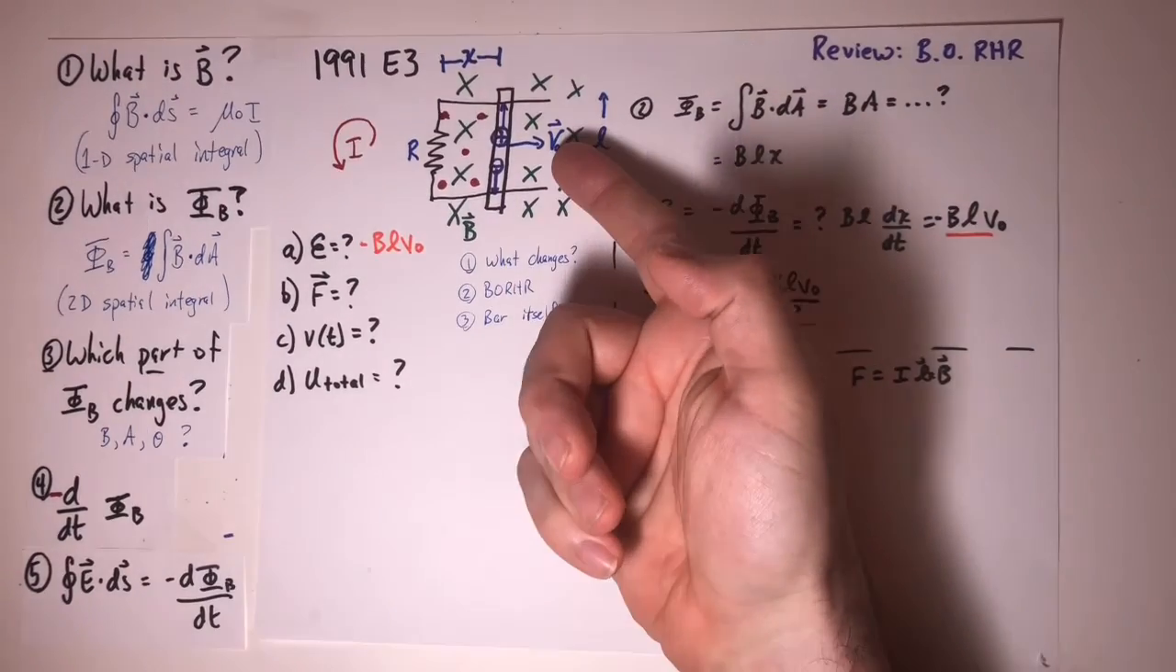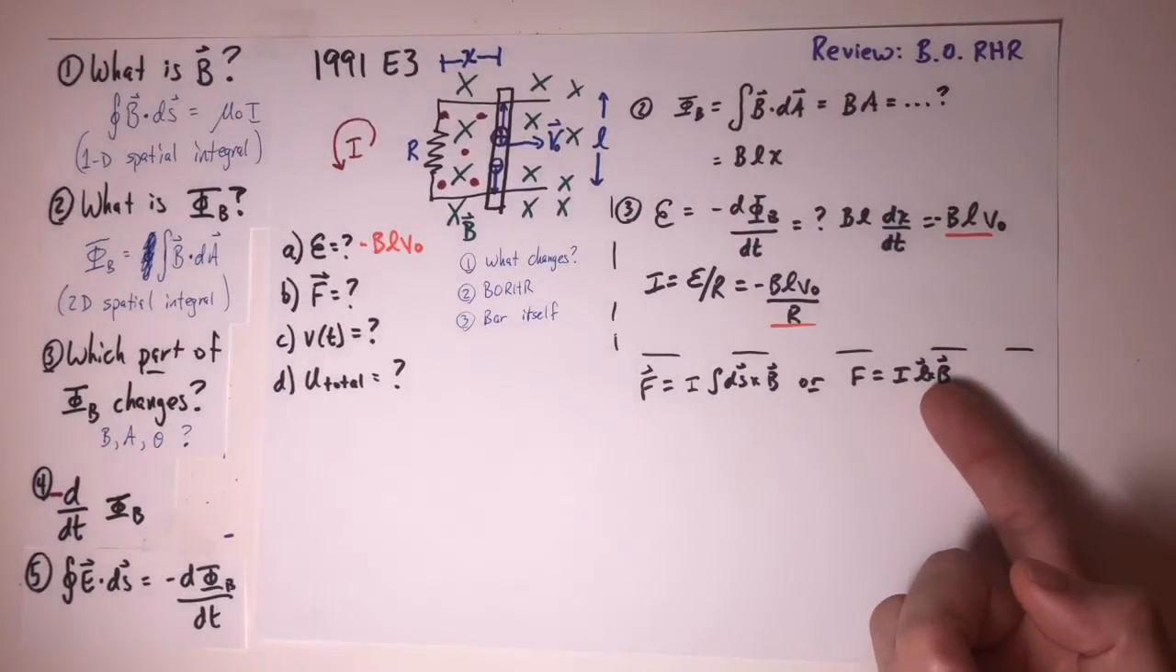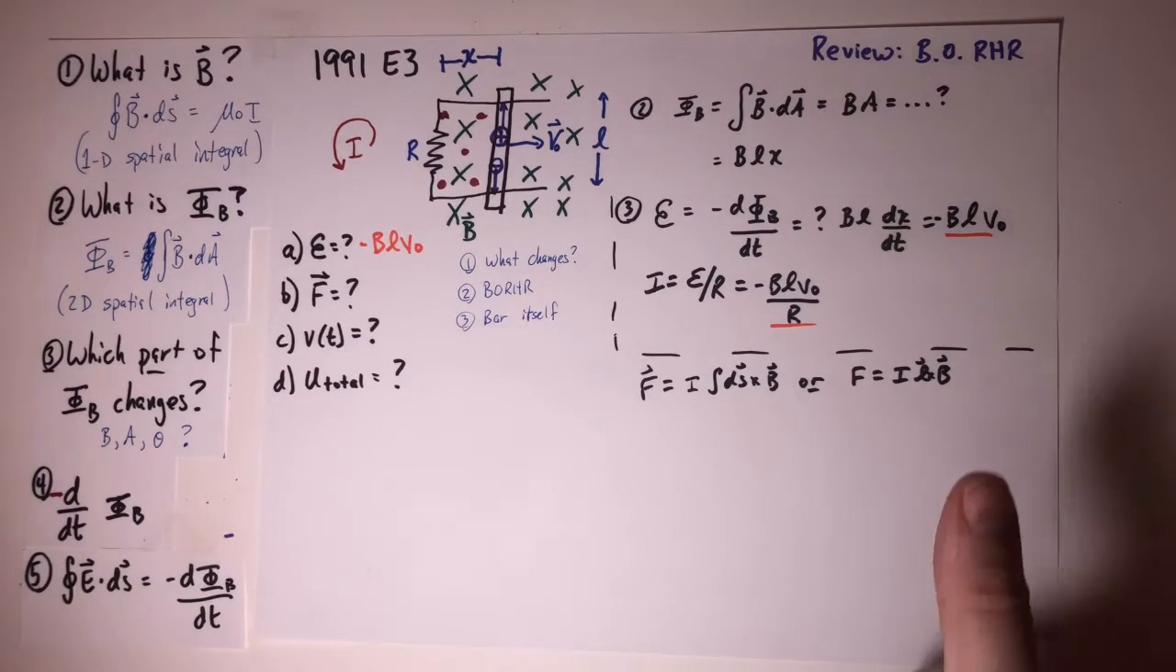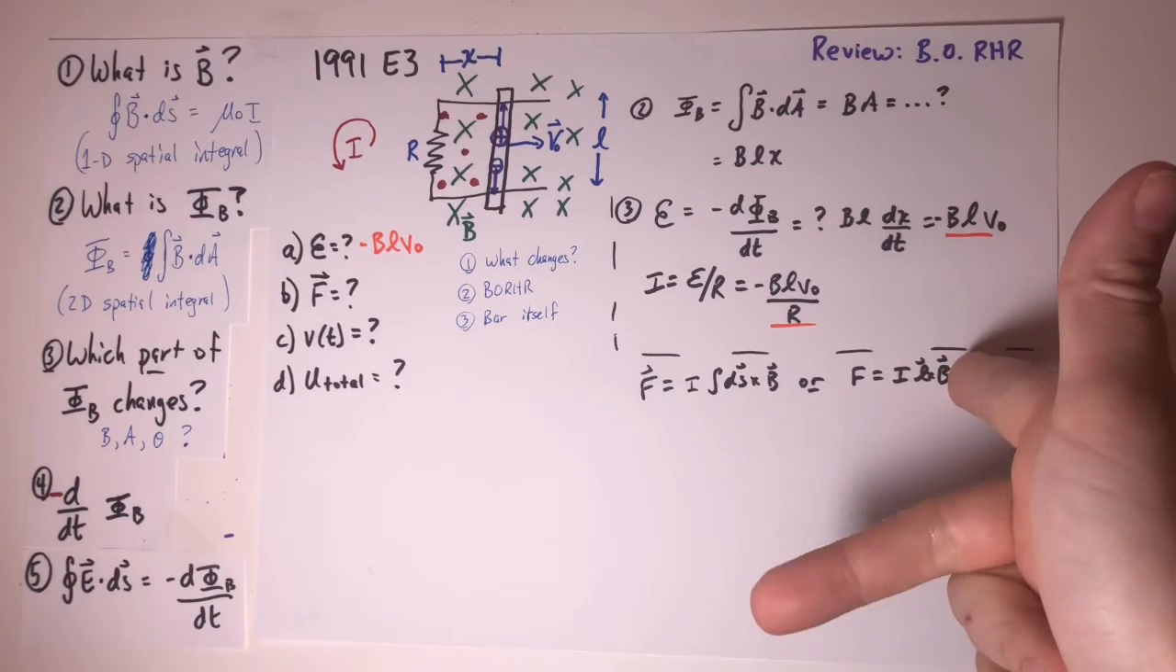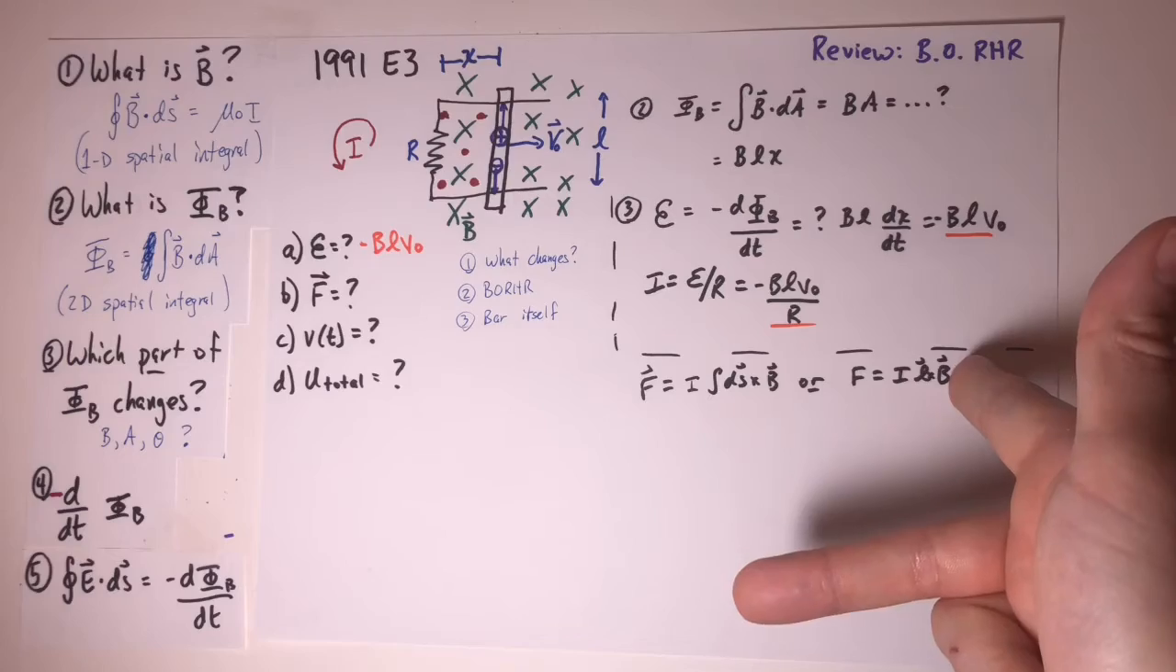Having finally established all that, we can go back and think about this cross product here and see fairly easily that if the current is carrying current upwards through L and the magnetic field points into the page, then the force on the bar is going to be to the left.